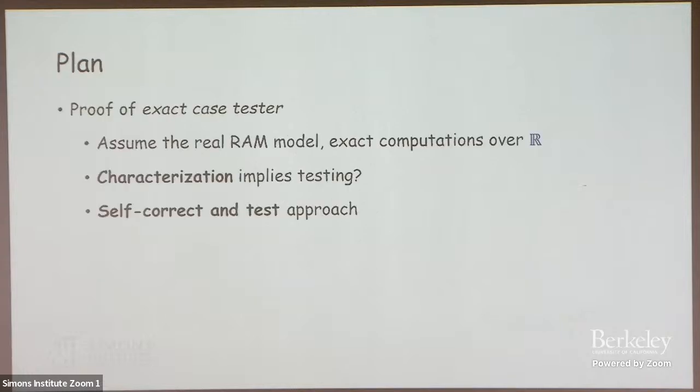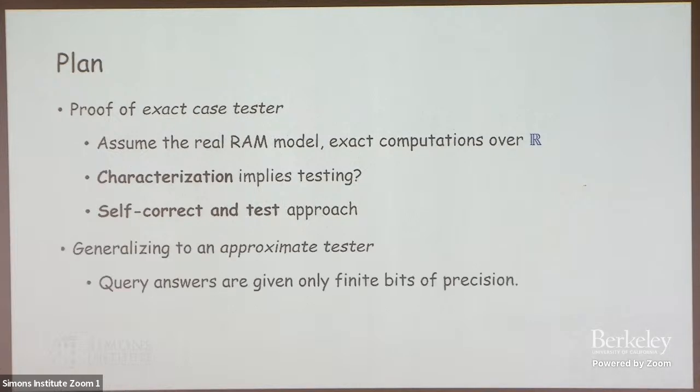The plan is to show you how we prove the exact case tester when we have the real RAM model, where you can query real points. And we talk about characterization and how it helps us, and how to use the self-correct and test approach. And then how to generalize our results for the approximate case. Here comes the technical heavy stuff. And then we'll talk about open directions. Any questions about the results or formulation or something?